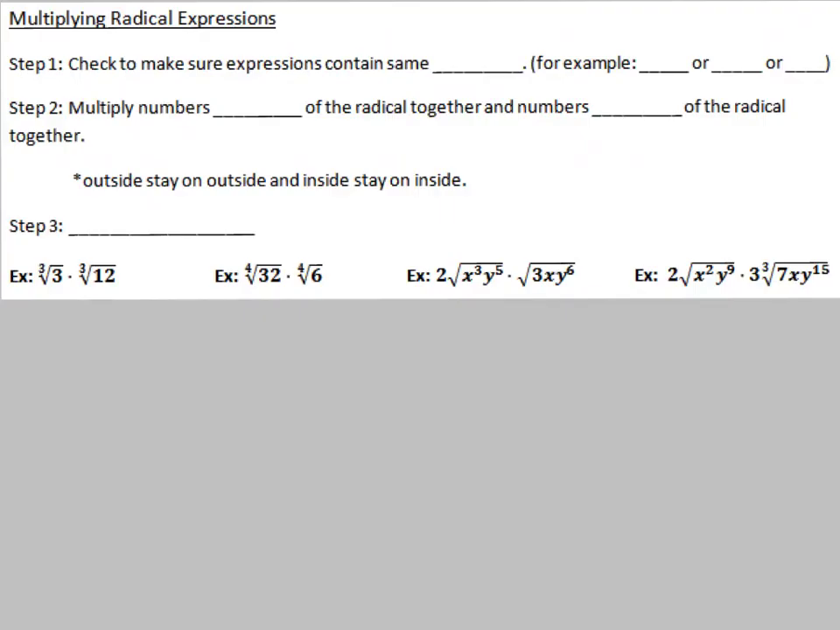Alright, so when we go to multiply radical expressions, we want to first check to make sure that the expressions contain the same index. And here's some 4 examples. Make sure that they're all the same square root, or they're all cube roots, or they're all fourth roots. We're going to multiply numbers inside of the radical together and numbers outside of the radical together. So outside numbers stay on the outside and inside numbers stay on the inside. So the same rule as before.